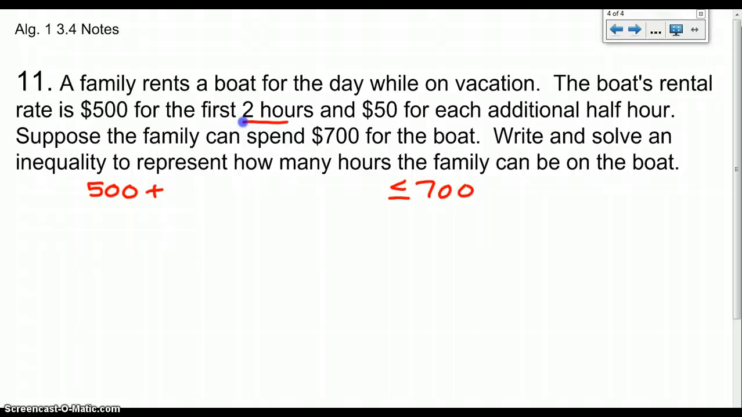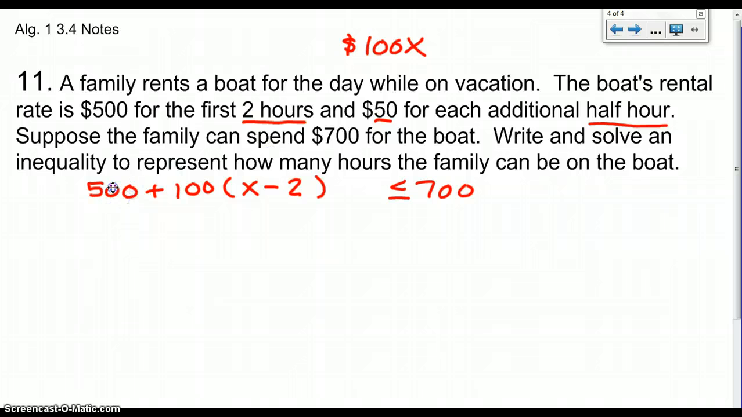For 2 hours, we spend $500. And it's $50 for every half hour. So for every hour that we are on there, they spend $100. So we're going to put 100 times something, and we're going to multiply it by x. If it was just x, that's how many hours we spent on there. But we need to do x minus 2 because we've already paid for the first 2 hours.